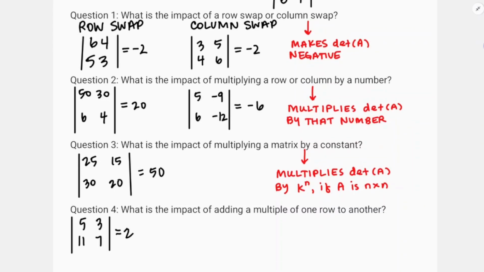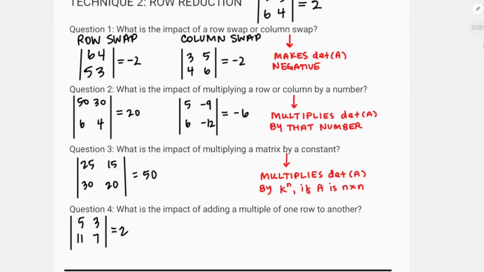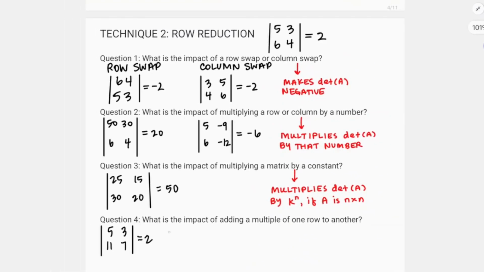But maybe that's just because I added one copy of row 1 to row 2. Maybe if I added multiple copies, or if I subtracted. So maybe I will subtract 2 copies of row 1 from row 2. Or maybe row 2 from row 1. So 5 minus 12, 3 minus 8, then leave row 2 unchanged. And that's going to be negative 28 plus 30 equals positive 2. It's like, oh, wow, that is really not changing.